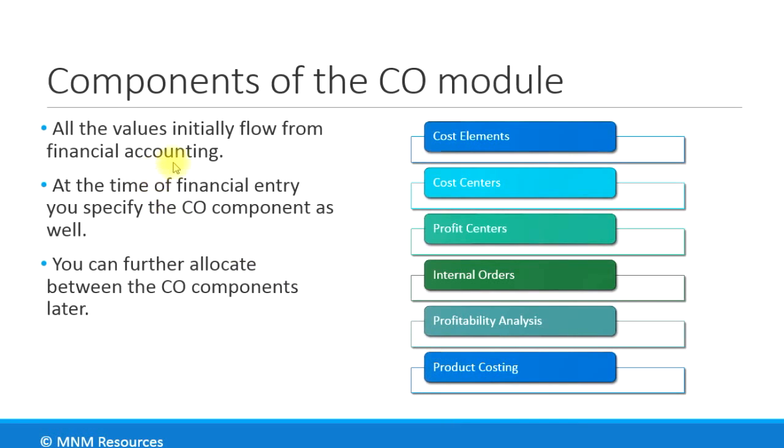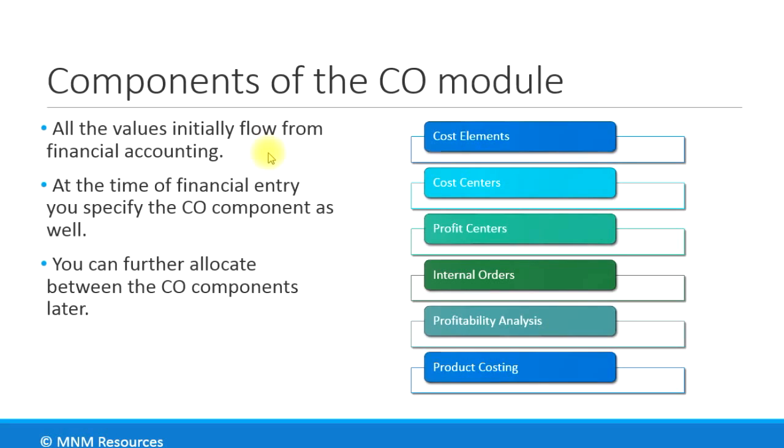So for all the components of the CO module, the initial value flows from the FI module. When you do a vendor invoice, a customer invoice, or any type of transaction in the FI module, from that only the values go into the CO module. For example, if you are posting a salary expense for all your employees, you post it to the relevant salary expense account, and you choose the GL account, the amount, the company code, and so on. At the same time, you need to mention what cost center they belong to.